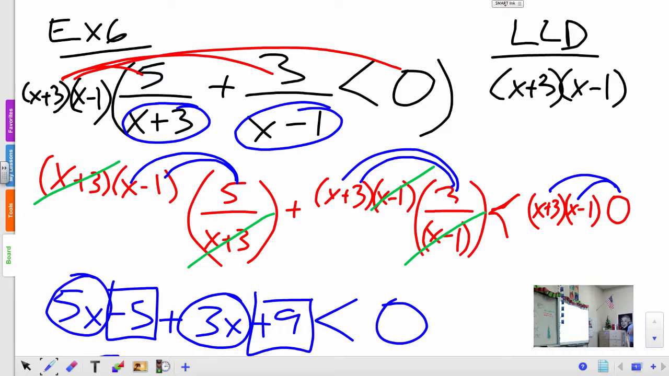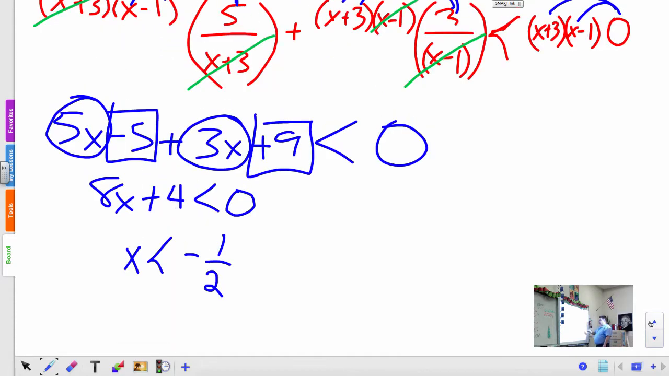But then I have this other issue of undefined fractions. Okay? And so since I have undefined fractions, that means when I get way down here, I also have to consider that x cannot equal -3 and x cannot equal +1.